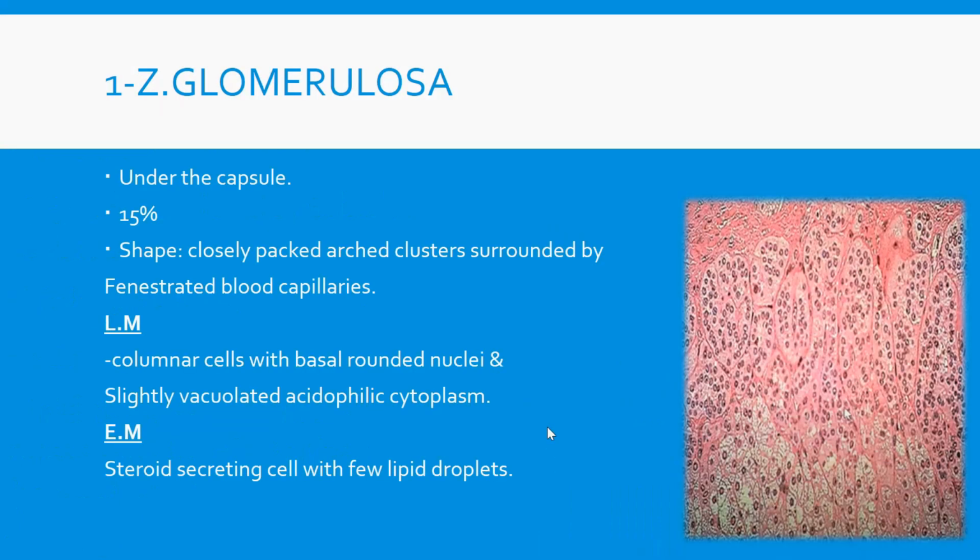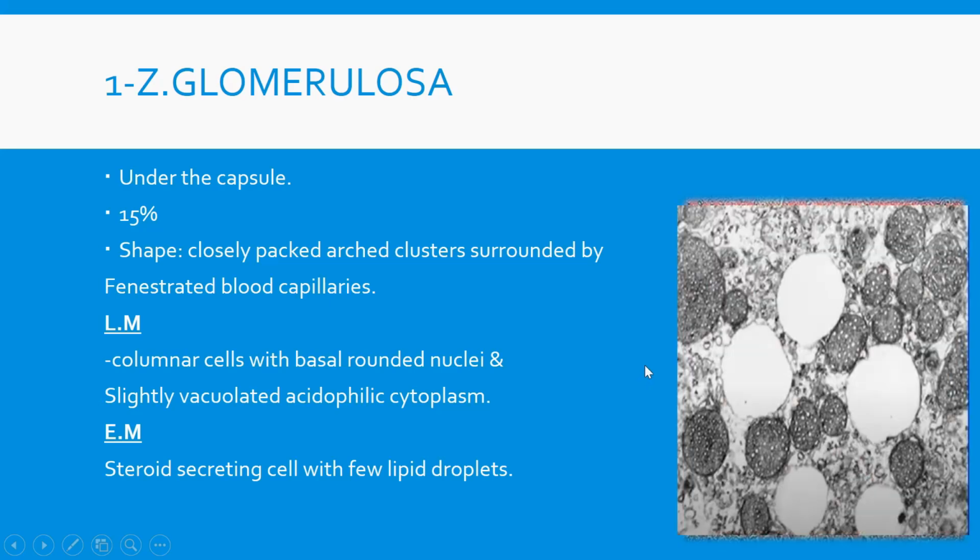Let's start with the first zone that we have, which is the zona glomerulosa. It's called glomerulosa as its cells look like a glomus. This zone is found directly under the capsule. It contributes about 15% of the cortex thickness. Its cells are closely packed arched clusters surrounded by fenestrated blood capillaries. By light microscope, they are columnar cells with basal rounded nuclei and pale cytoplasm. By electron microscope, it has the criteria of steroid-secreting cells, but with few lipid droplets.